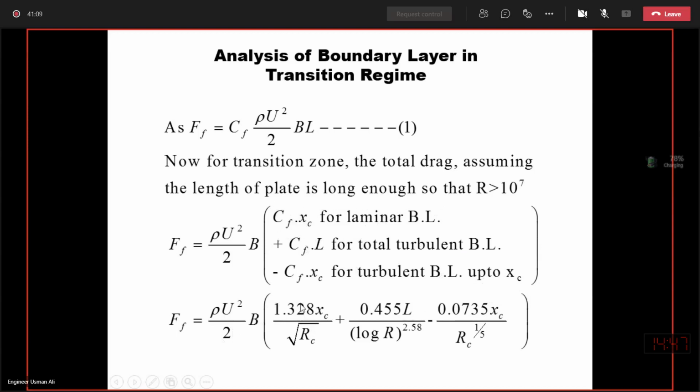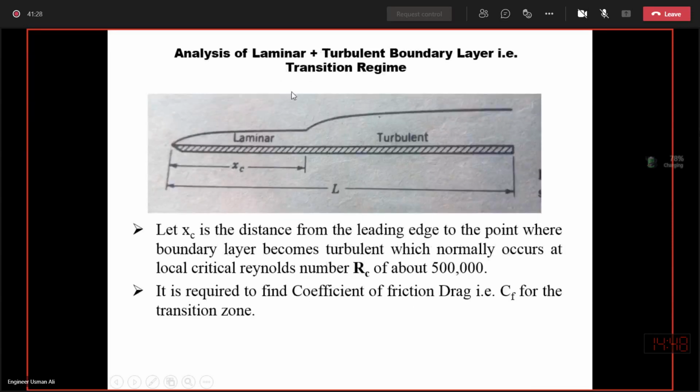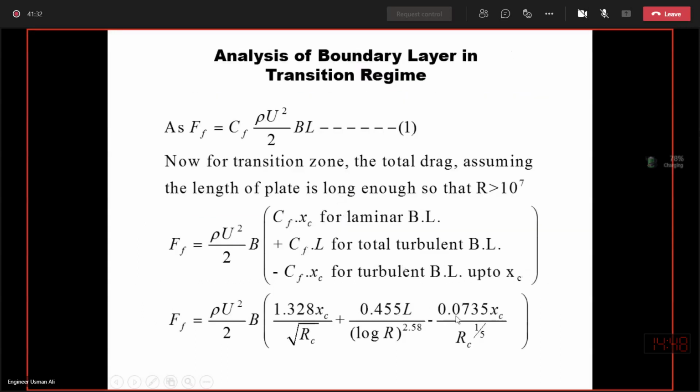Cf for laminar is 1.328 over under root Rc, xc will be as it is. Cf for turbulent boundary layer, when R is greater than 10 to power 7, is 0.455 L over log R power 2.58. And Cf up to xc, when the Reynolds number is between 500,000 and 10 to power 7, is 0.0735 xc over R power 1 by 5. So we have just put the value of Cf for laminar, for turbulent, and for the turbulent up to xc.